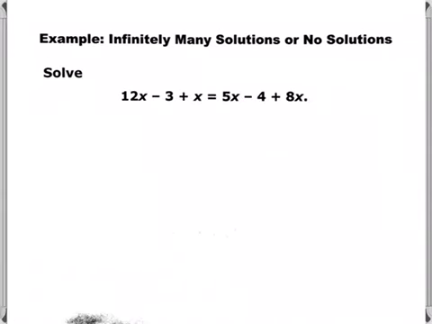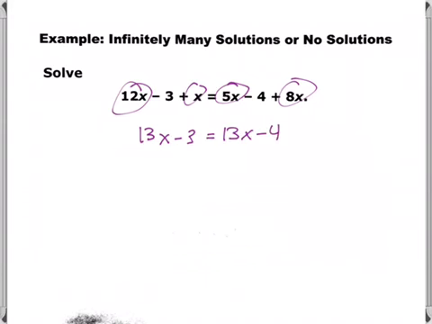Let's look at example 2. 12x minus 3 plus x equals 5x minus 4 plus 8x. Same idea. Let's collect like terms. So on the left, we've got 13x minus 3 equals 13x minus 4. Let's start by subtracting 13x from both sides.